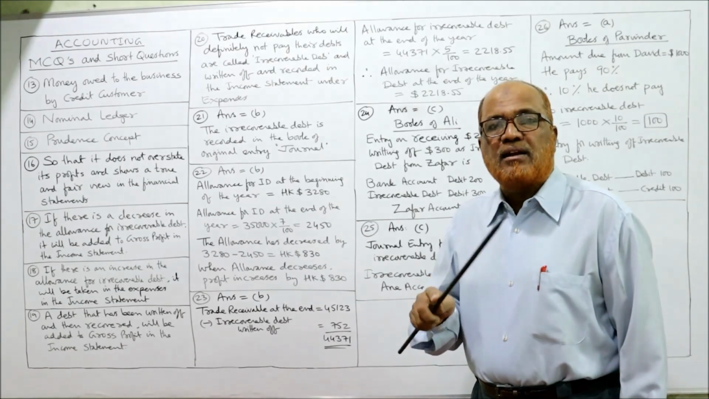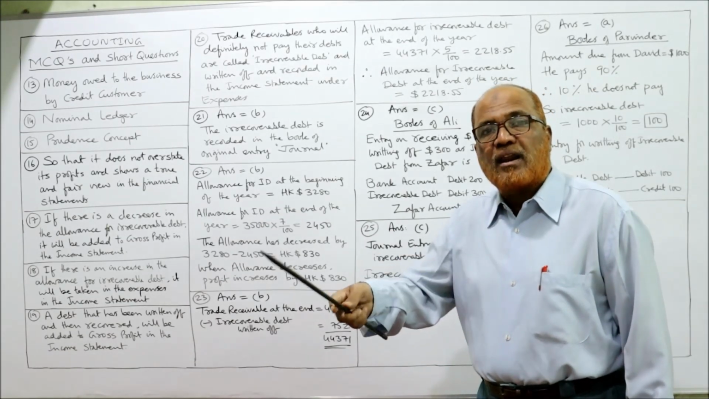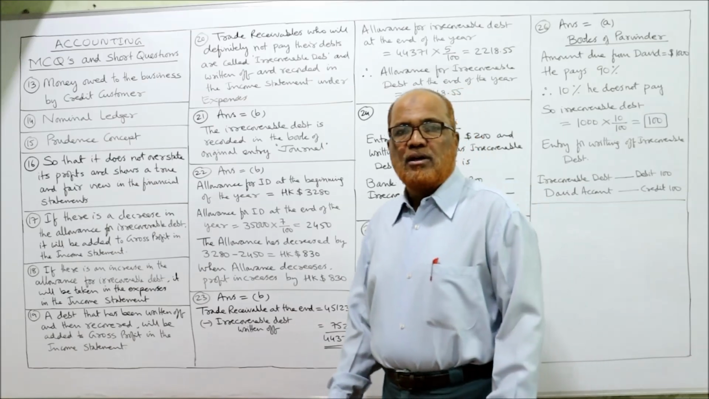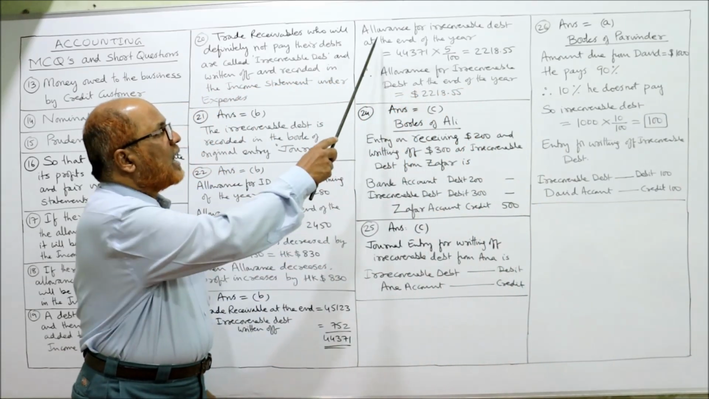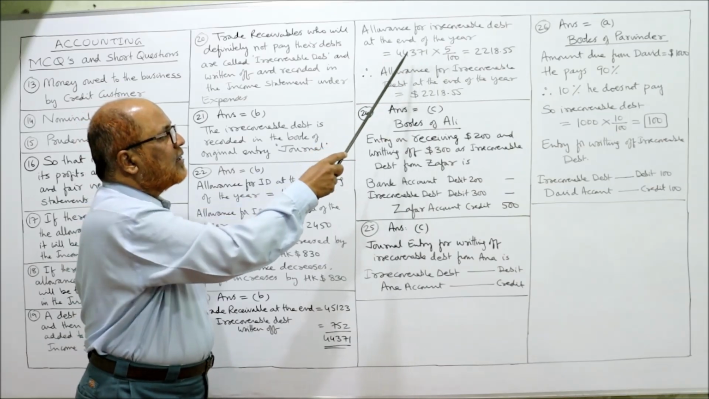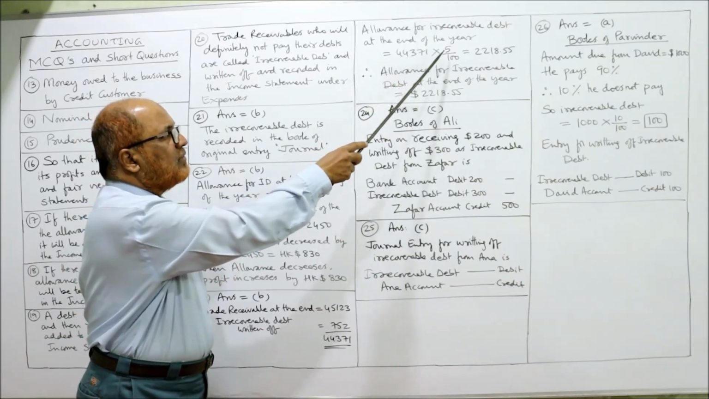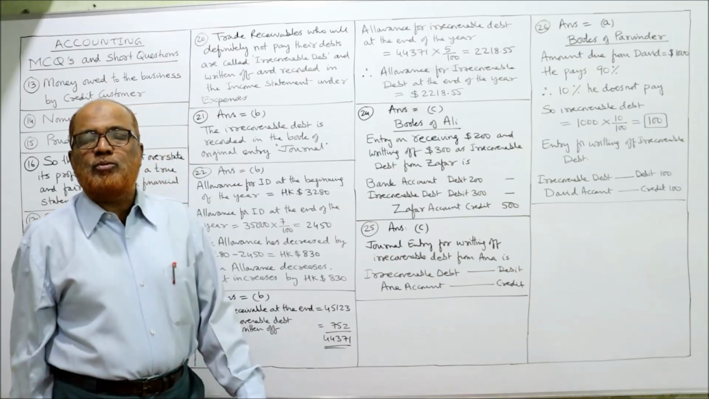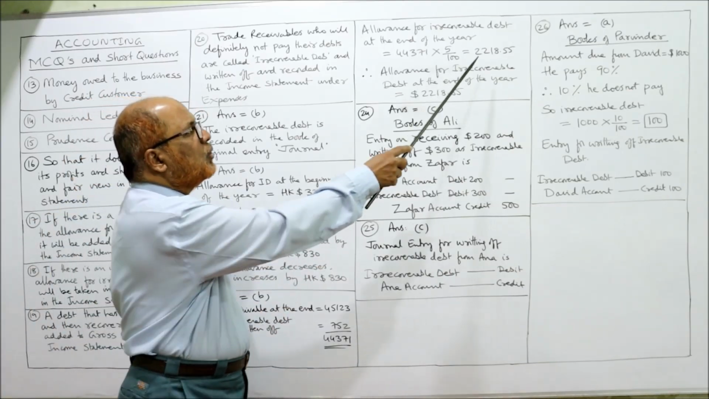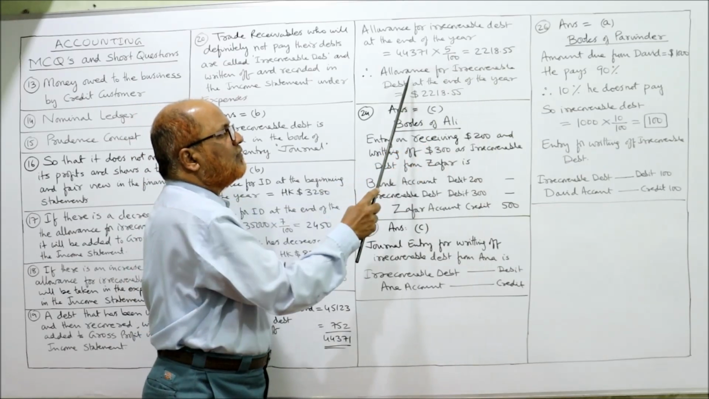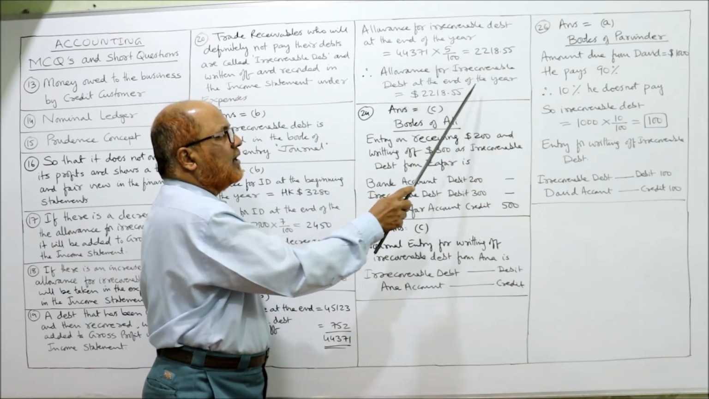44,371. These are the trade receivables after writing off irrecoverable debt. On this amount we have to calculate the allowance. So here, allowance for irrecoverable debt at the end of the year is 44,371 × 5 / 100 = 2,218.55. The allowance for irrecoverable debt at the end of the year is 2,218.55.